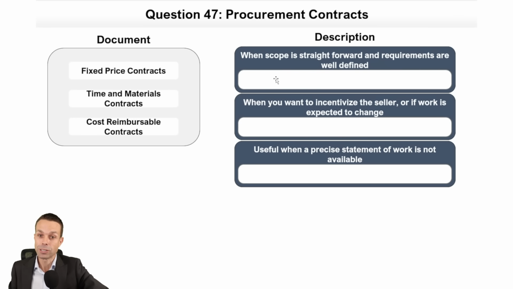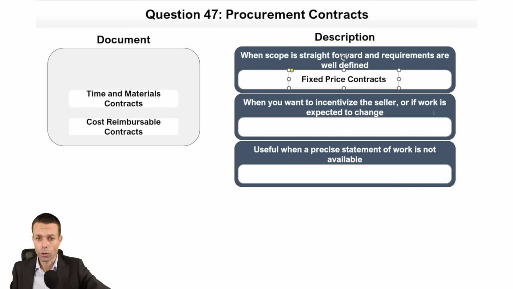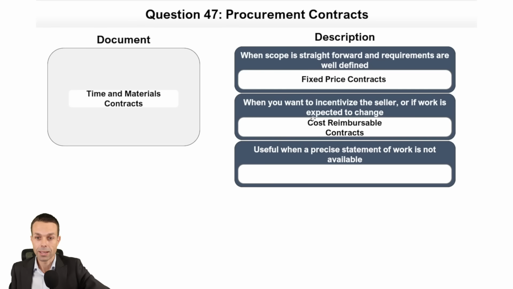Procurement contracts. When scope is straightforward and requirements are well defined, we can use a fixed price contract because we don't need anything fancy here. It's just fixed price. Everything is straightforward. But when you want to incentivize the seller, or if works are expected to change, incentivizing them, we're going to use cost reimbursable contract. So that's when there's a set cost, and if they come in under that cost, then they get a bonus, basically, or they get the difference between the cost and what we were going to pay them anyway. So cost reimbursable. Useful when a precise statement of work is not available.